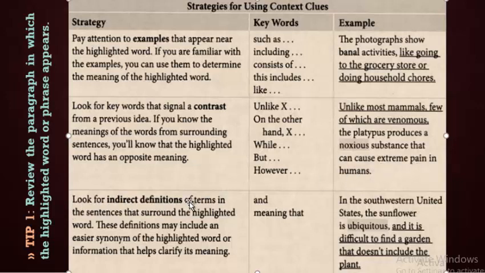Look for indirect definitions or potential definitions of terms in the sentence that surrounds highlighted words. These definitions may include easier synonyms of highlighted words or information that helps clarify its meaning. In the southwestern United States, the sunflower is ubiquitous. I don't know what you mean by ubiquitous. And this one gives an indirect definition. It's difficult to find a garden that does not include the plant. Wow, sounds great.